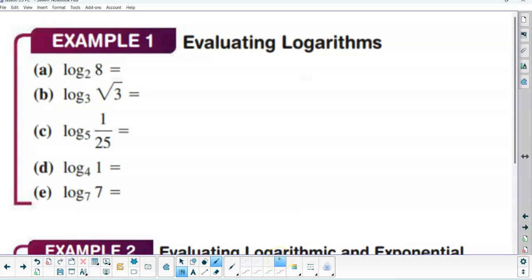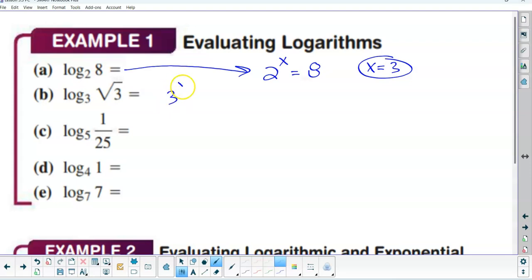First example, we have the log of 8 base 2. So this equals 2 raised to some exponent has to equal 8. And so that's our understanding of a logarithm. And so obviously here in this case we know that x equals 3. Part B, we have the log of square root of 3 base 3. So that's the same thing as 3 raised to something equaling the square root of 3. Well, from there we know that if we raise a number to the 1/2 power, it equals the square root. So in this case, x would equal just 1/2.